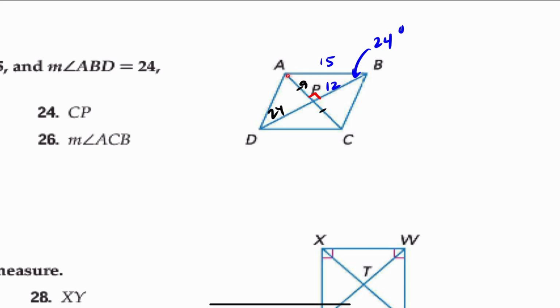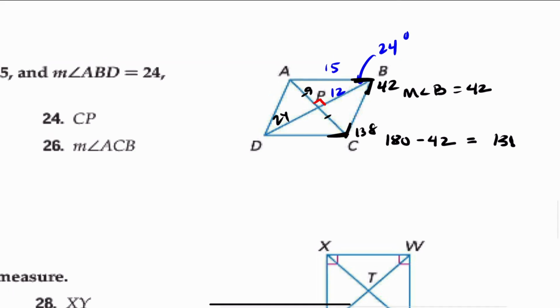And then ACB. Great. You know this is 24, so this has to be 24, so this is 48. To figure out ACB, you need to figure out what the measure of angle C is. The measure of angle B is 42, so this angle here is 42. You need to figure out how long this angle is first, and you're going to do 180 minus 42, which is 138. So if this angle here is 138, you're trying to figure out the measure of angle ACB. You can go ahead and do that on your own.